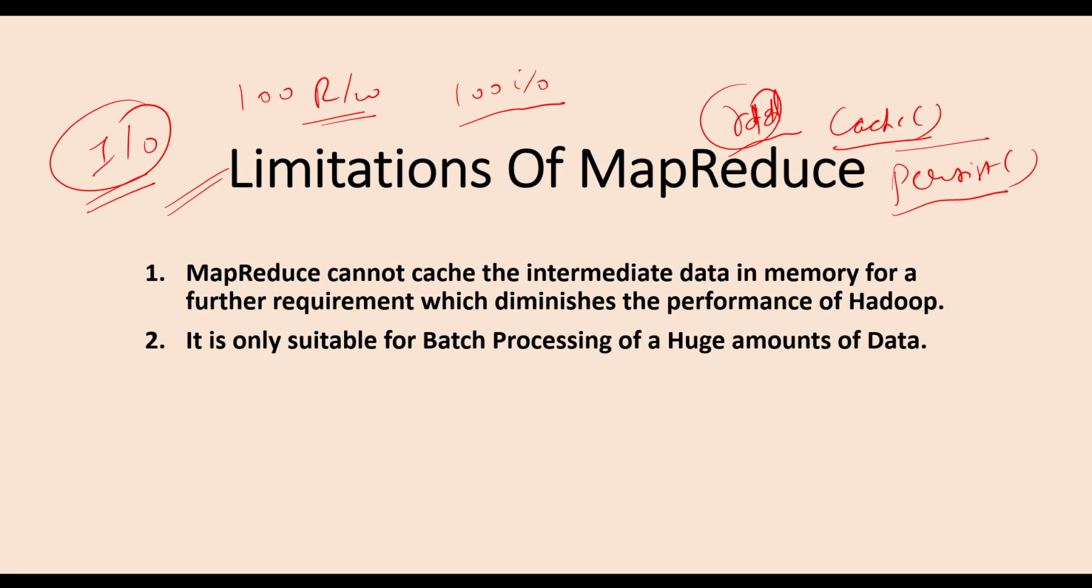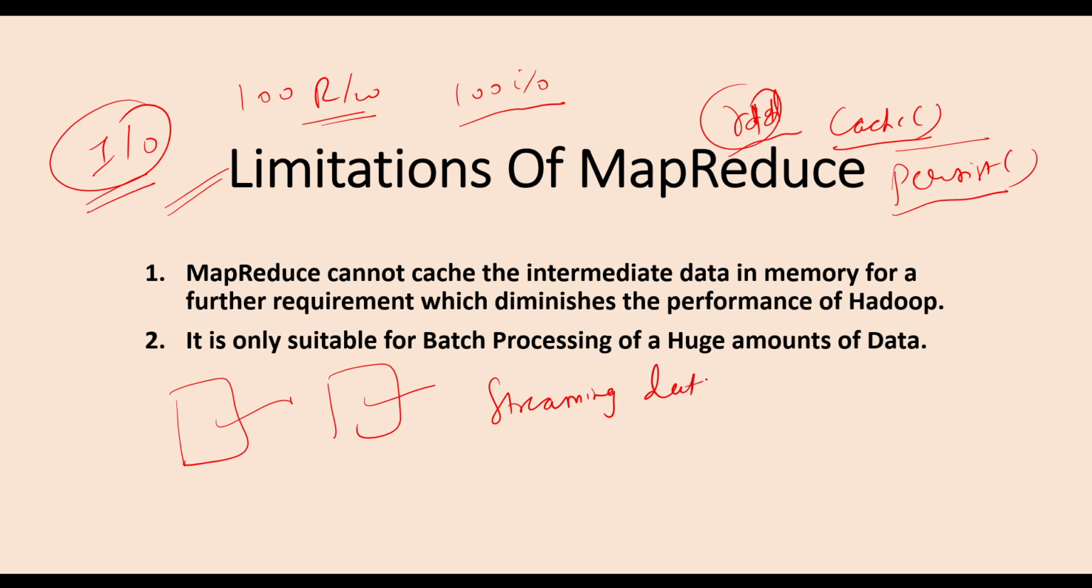Another thing is that it is not suitable for huge batch processing, meaning your data comes in lots: one lot comes, then another lot. There are typically two types of processing: batch processing and real-time processing. Real-time processing is where your data is flowing in real time, which you can call streaming data.